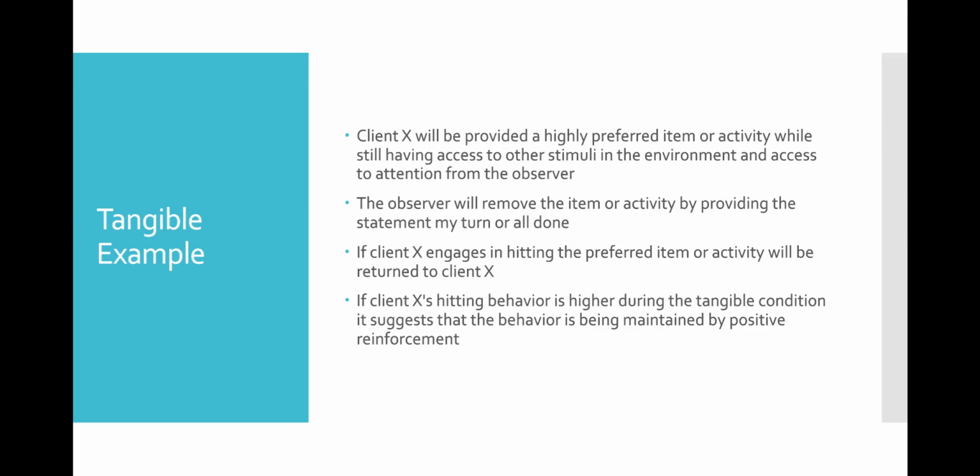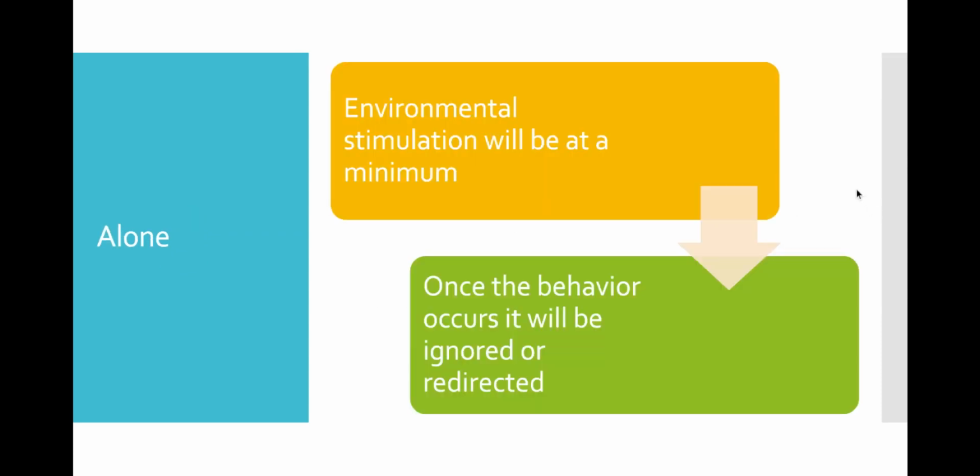The observer will remove the item or activity by providing the statement, "My turn, all done." If client X engages in hitting, the preferred item or activity will be returned to the client. So you will be doing this all throughout that session. If client X's hitting behavior is higher during the tangible condition, it suggests that the behavior is being maintained by positive reinforcement.